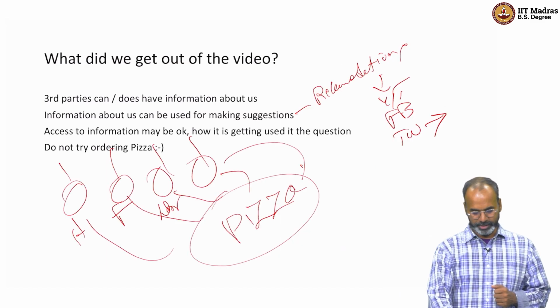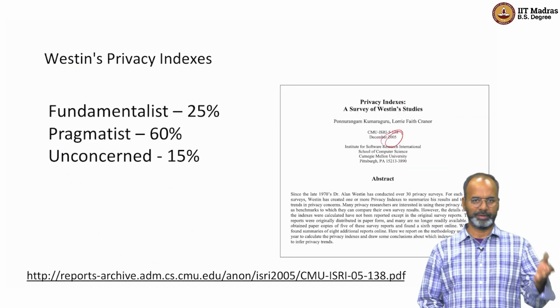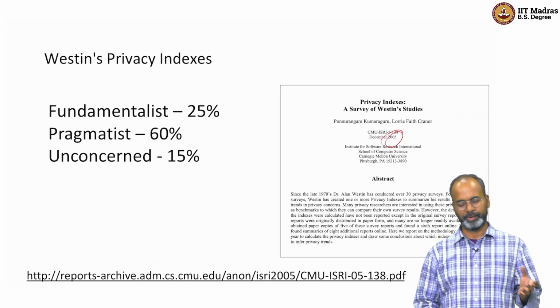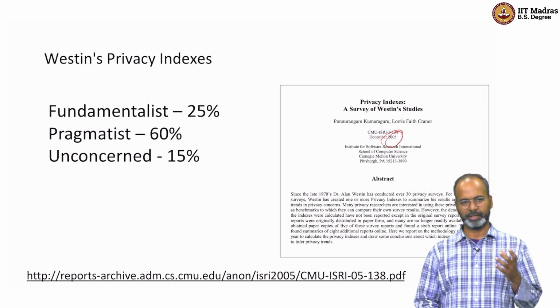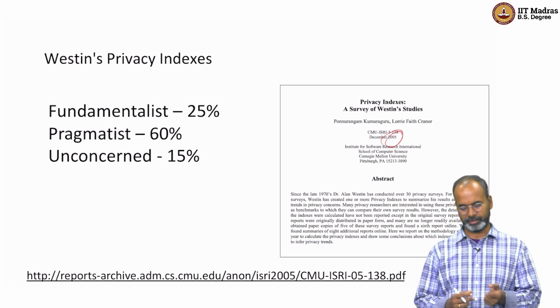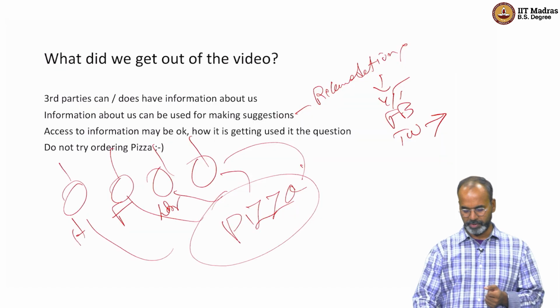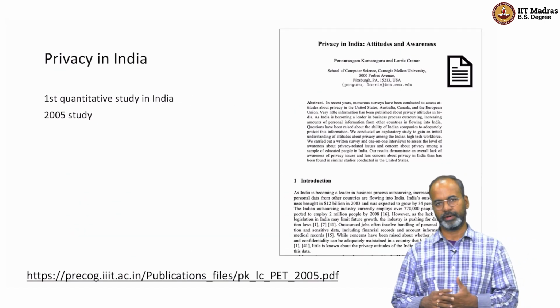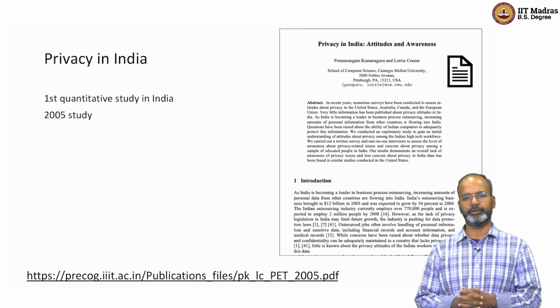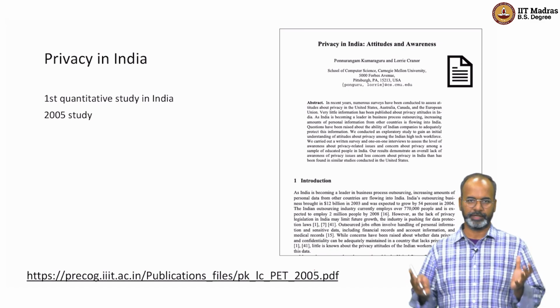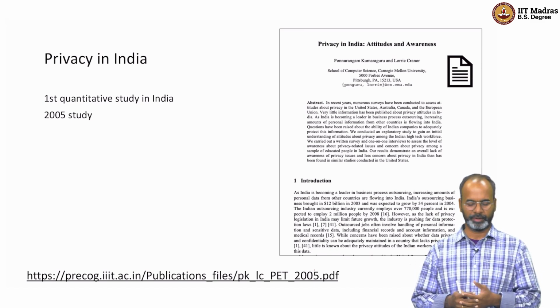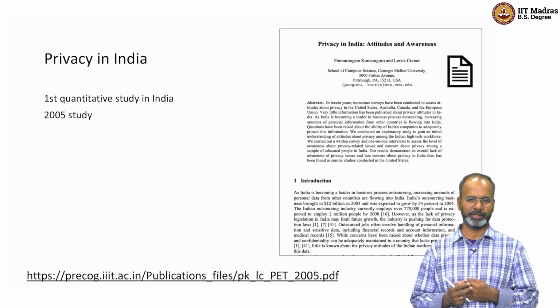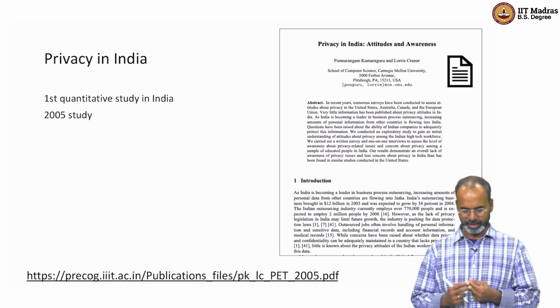So this study that I showed you is a very US-centric study, which is about fundamentalist, pragmatist and unconcerned. Now if you were to take that and look at a similar kind of classification of Indian citizens, how would it look? Some study was done 2-3 times. We have attempted to do this study.